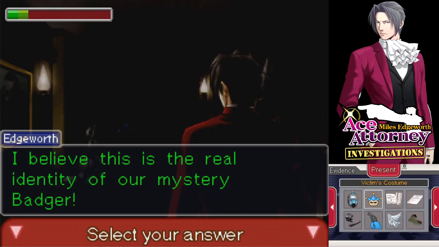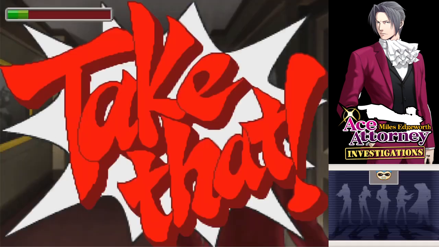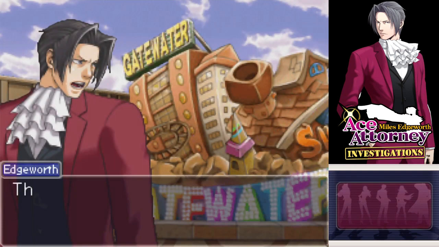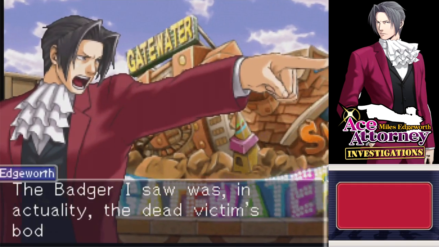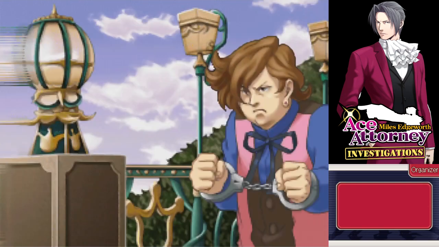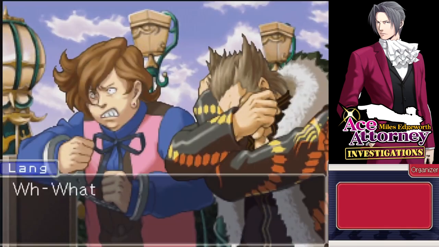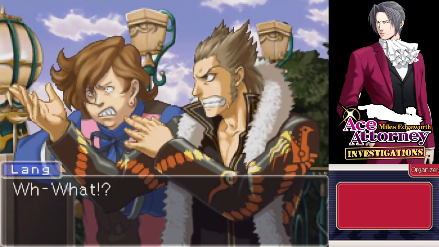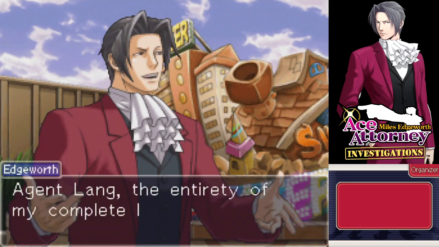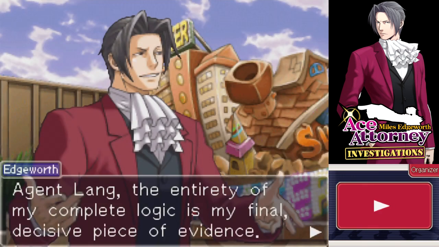The victim's costume. The badger I saw was, in actuality, the dead victim's body. What? That defensive pose, dragon stance. Agent Lang, this is the final decisive piece of evidence for my complete logic.